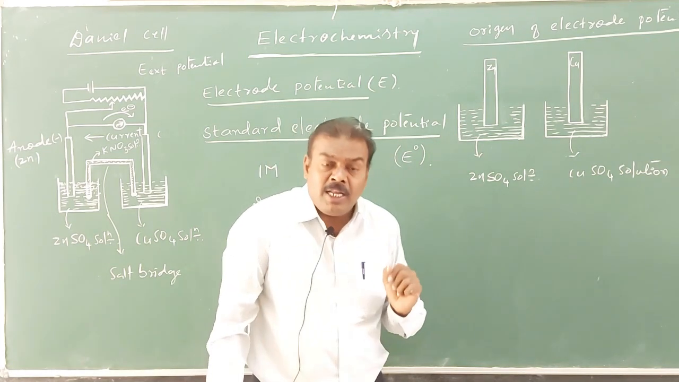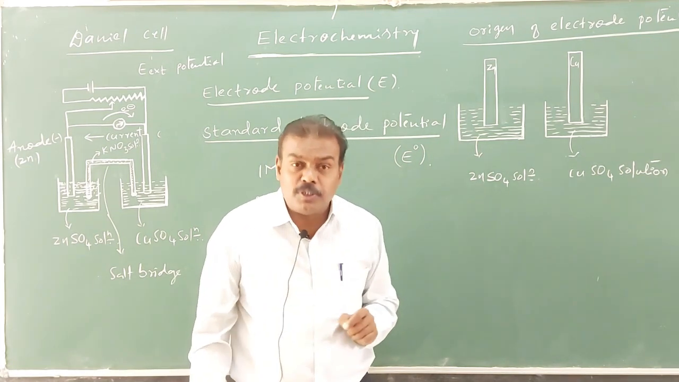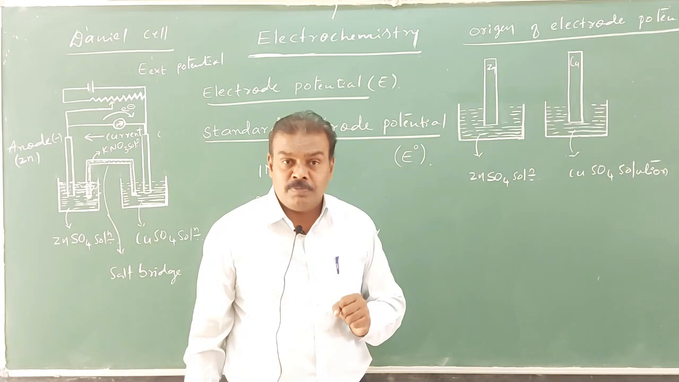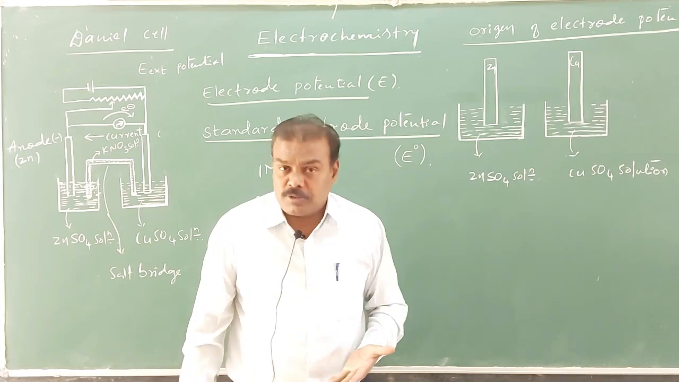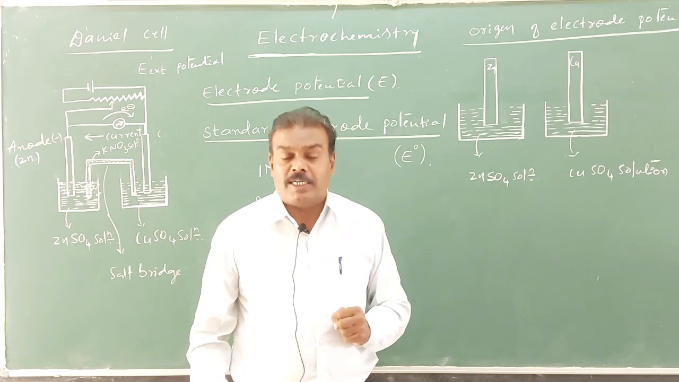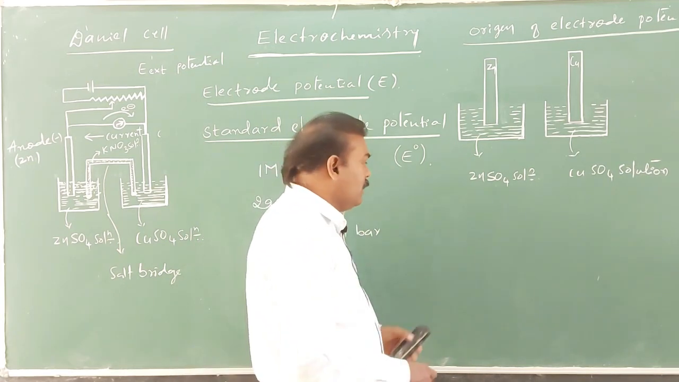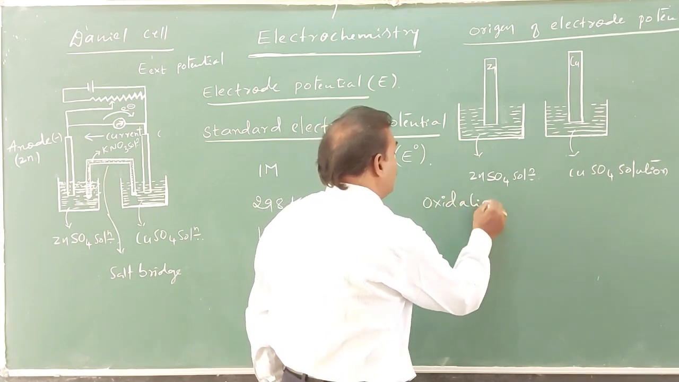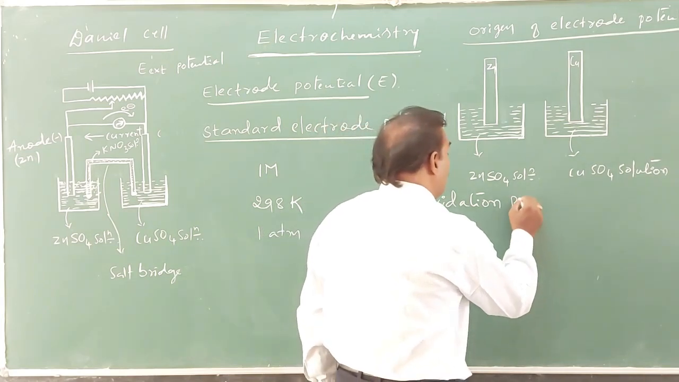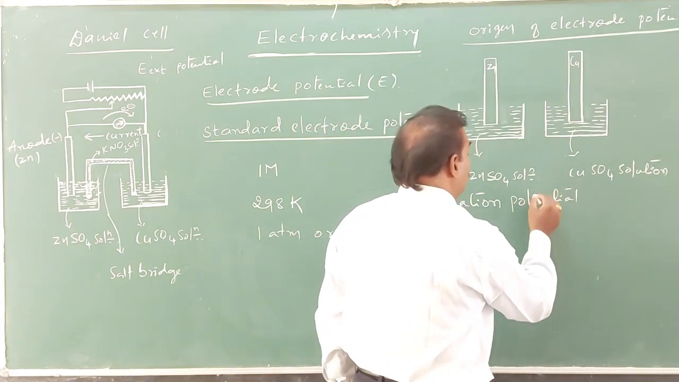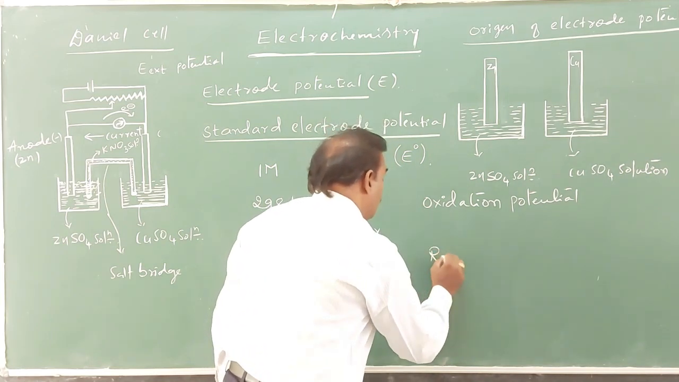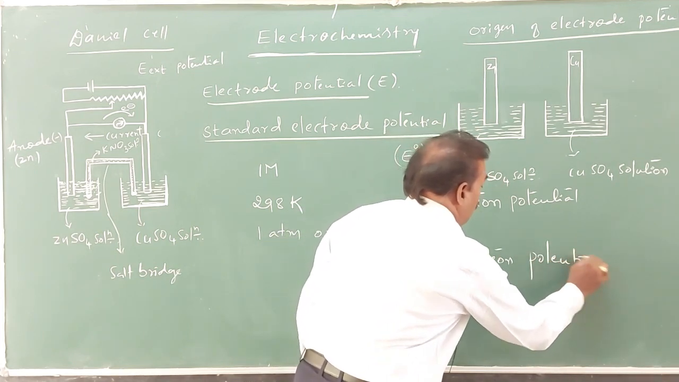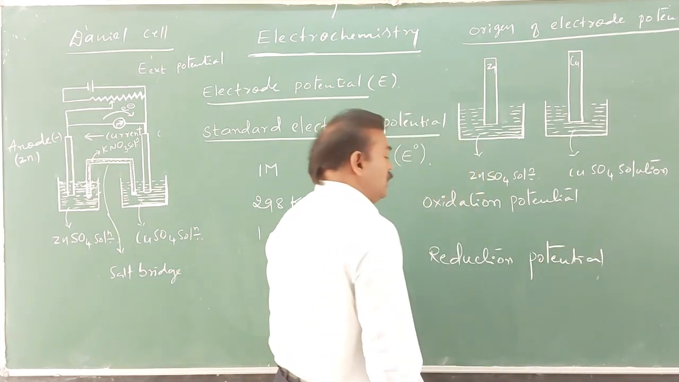When the metal is in contact with the solution of its own ions, two forces or two factors start operating. What are those factors? One is called oxidation potential, and one more is called reduction potential. Oxidation potential and reduction potential.